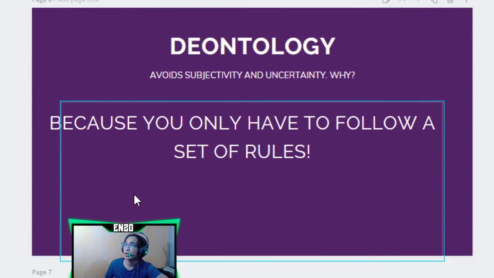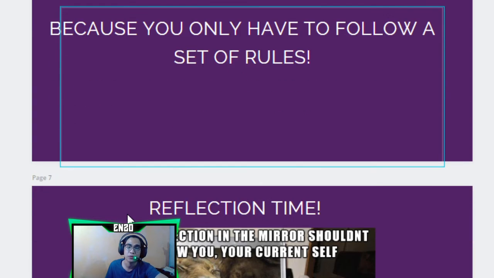Moving on. Deontology avoids subjectivity and uncertainty. Why? Because you only have to follow a set of rules. That is the main point of deontology. You have to follow a certain set of rules.